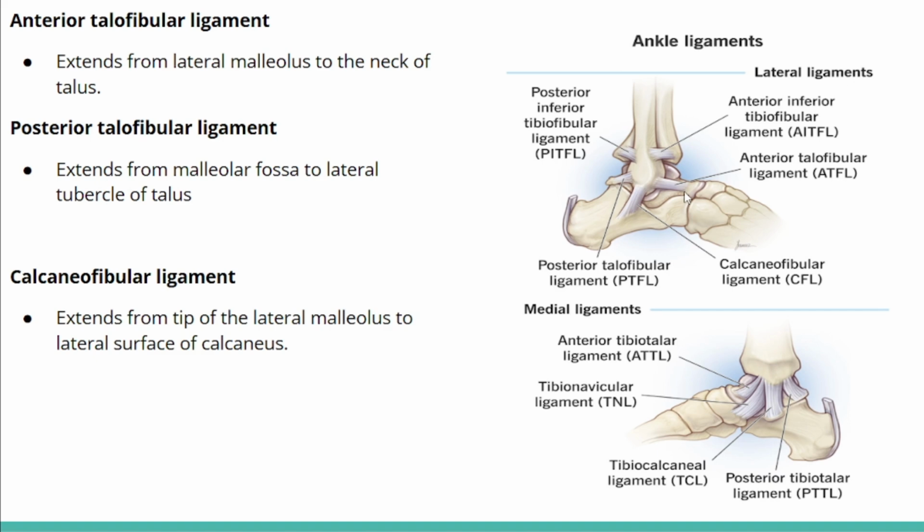So the anterior talofibular ligament extends from the lateral malleolus to the neck of the talus, and posterior talofibular ligament extends from malleolar fossa to the lateral tubercle of the talus, and the calcaneofibular ligament extends from the tip of the lateral malleolus to the lateral surface of the calcaneus. So these three bands constitute the lateral ligament of the ankle.